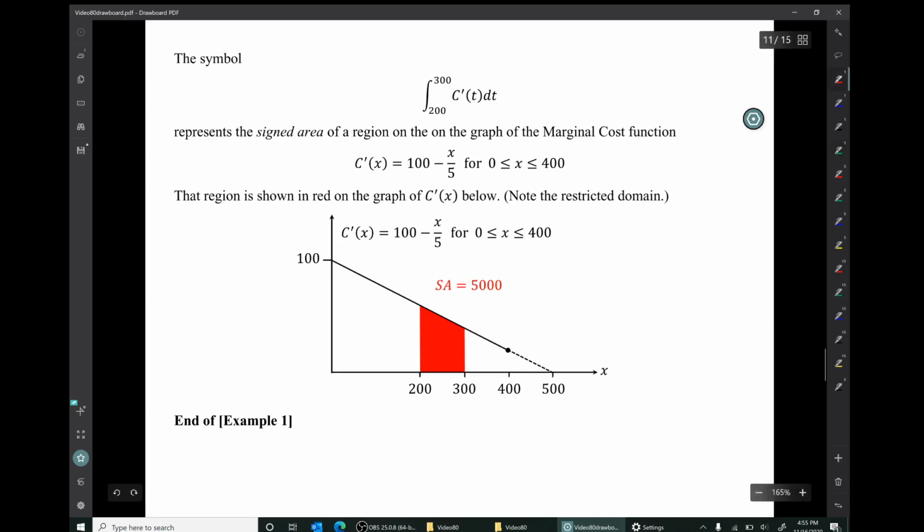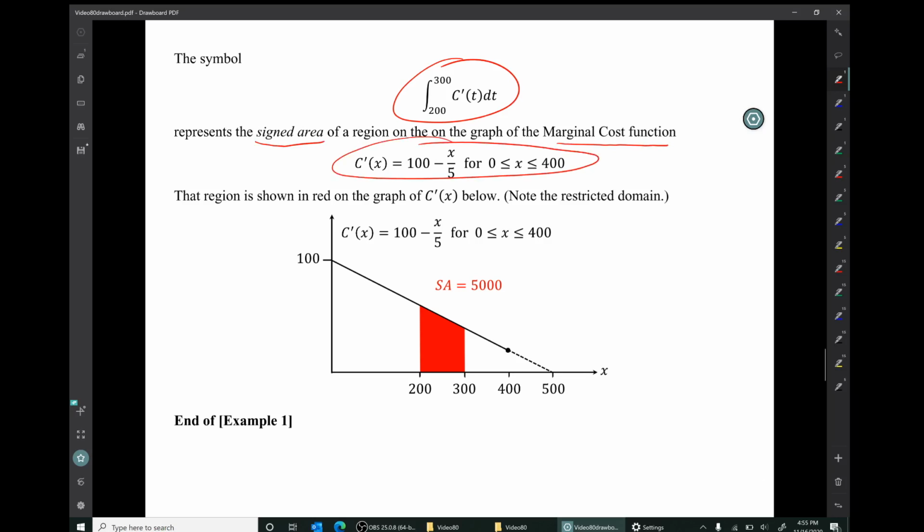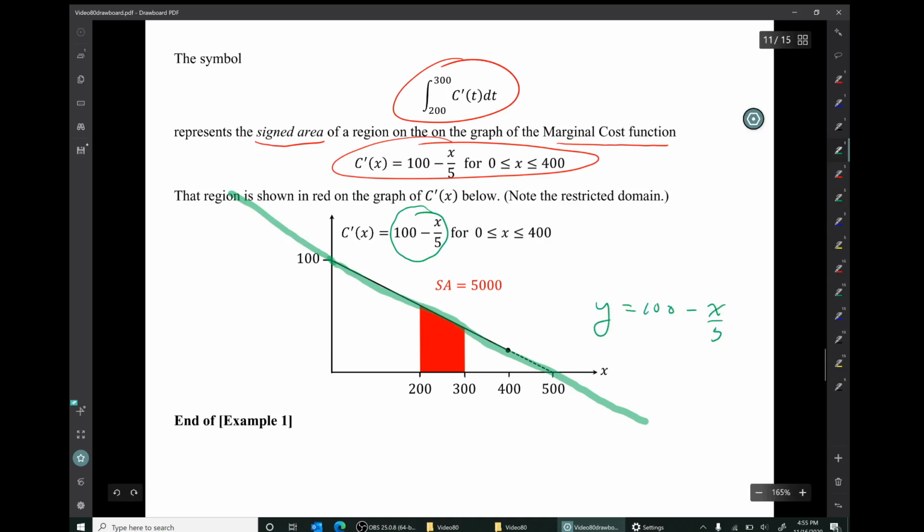Now, what about the other symbol? This definite integral is going to represent a signed area of a region on the graph of the marginal cost function, C prime. Well, that graph, C prime, is going to be a straight line. Now, the abstract function, the straight line function y equals 100 minus x over 5, goes on forever as an abstract mathematical function. But the marginal cost function has this restricted domain from 0 to 400.